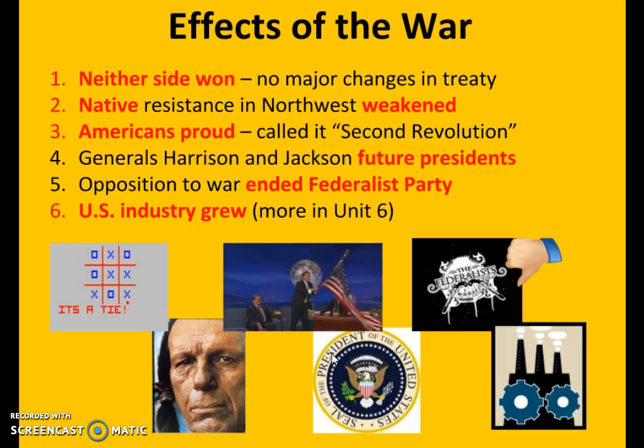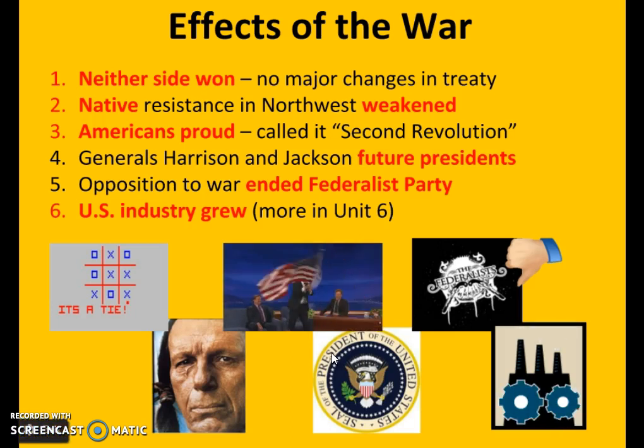One, the death of Tecumseh and the Native American losses in the Northwest greatly weakened Native resistance to American expansion west. Americans came out of this very proud of themselves. They called it the Second Revolution, saying we've whipped the British for the second time, so they came out feeling pretty good about it. Generals Harrison, in the Battle of the Thames, and Andrew Jackson would go on to become future presidents. So two generals would use their war records to help them run and eventually win the presidency.